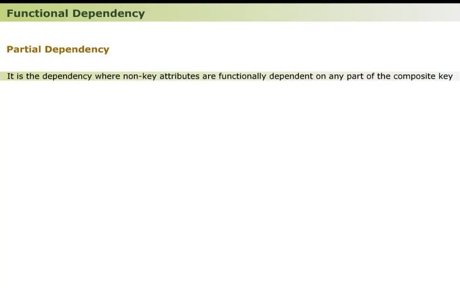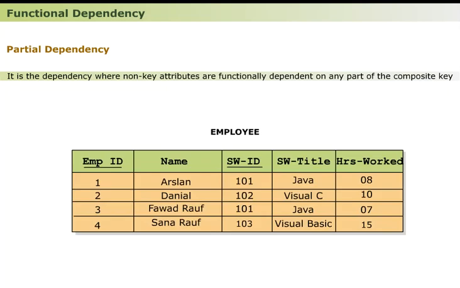For example, consider the table employee as shown. Dear learners, let us analyze the table. Knowing the value of key attribute employee ID, the value of non-key attribute name can be determined. Thus, the non-key attribute name is partially dependent on composite key. This dependency is represented graphically as shown. Similarly, knowing the value of key attribute software ID, the value of non-key attribute software title can be determined. Thus, the non-key attribute software title is partially dependent on composite key. This dependency is represented graphically as shown.